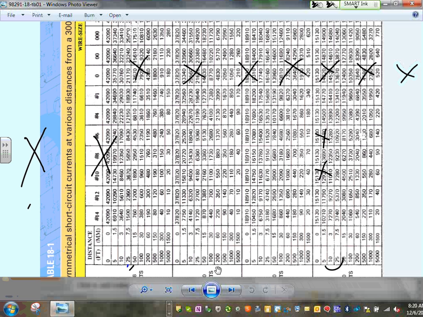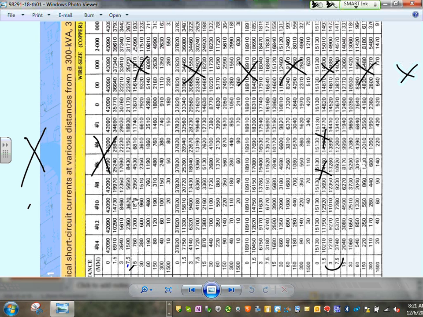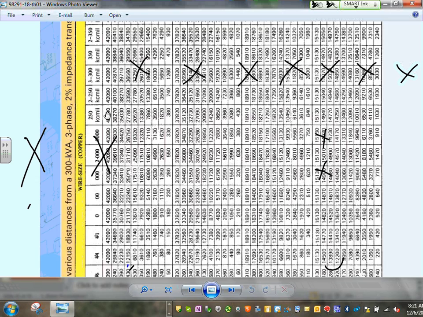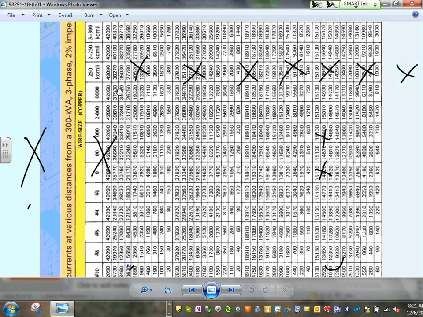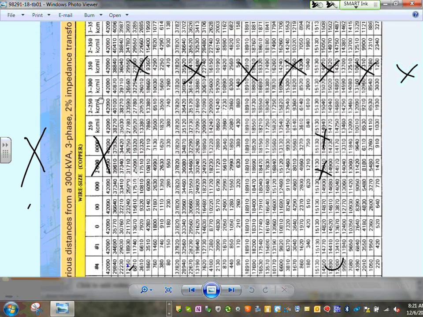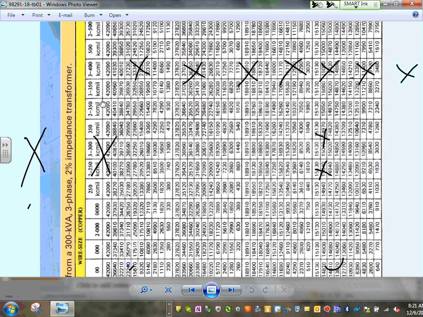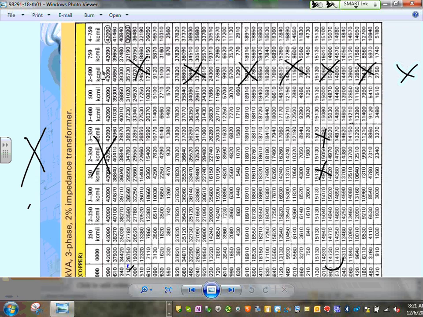Anyway, if you take a conductor 500, here's my 500. If you take 25 feet distance and you need a 500 conductor, we have two sets of 500. Here's my 500, here's two sets of 500. You can find, I think, that's the value 39300. These are the C values that you can get for these transformers from these charts.